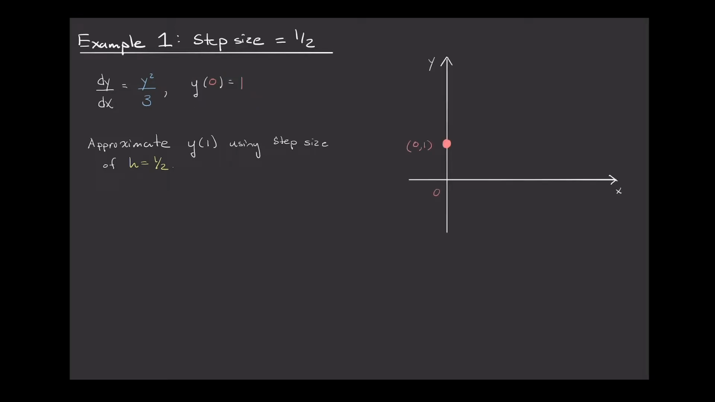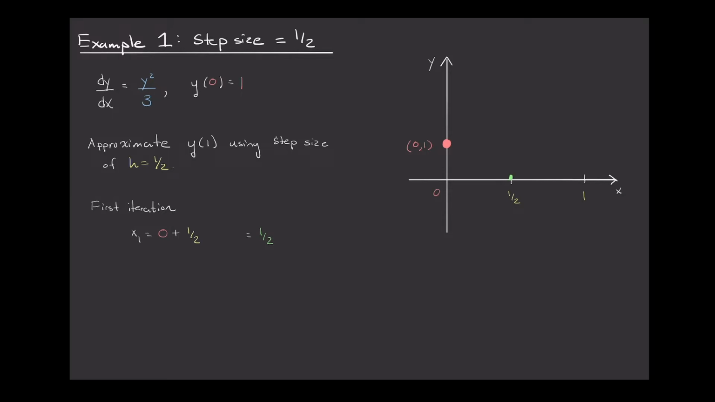Now suppose we want to approximate y of 1 using a step size of 1/2. That means we're going to do two iterations. One to go from an x value of 0 to an x value of 1/2, and the next to go from an x value of 1/2 to an x value of 1. For our first iteration, since we start out at the x value 0 and we add the step size to it, that gives us a new x value of 1/2. That means that the next point is going to be over x equals 1/2.